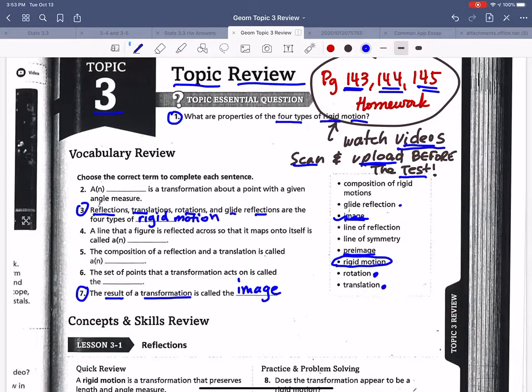A line that a figure is reflected across so that it maps upon itself. So that's the line of reflection, or maybe the line of symmetry. Both of those sound really good. So I can just move a point over here. That's my line of reflection. But yeah, if it's going to map upon itself, I think I need that word symmetry to be part of it. So I'm going to put line of symmetry. All right, what else I got here?